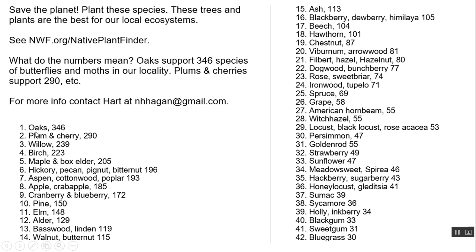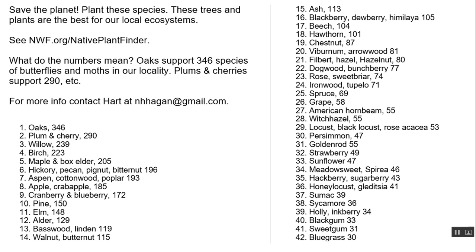346. What that means is that oaks as a group, this is a genus, the genus that is oaks, the genus that is plums and cherries, the genus that is willow. Oaks support 346 species of butterflies and moths.